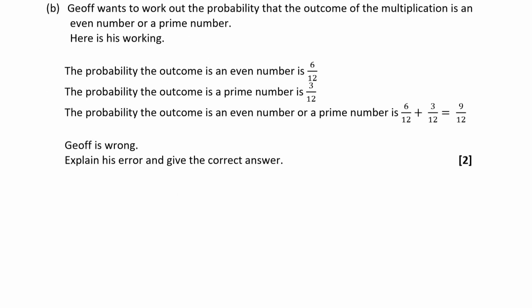Part B says, Jeff wants to work out the probability that the outcome of the multiplication is an even number or a prime number. Here is his working. The probability that the outcome is an even number is 6 out of 12. The probability that the outcome is a prime number is 3 out of 12. So the probability of the outcome being an even number or a prime number is 6 out of 12 plus 3 out of 12, which is equal to 9 out of 12. Jeff is wrong. Explain his error and give the correct answer.